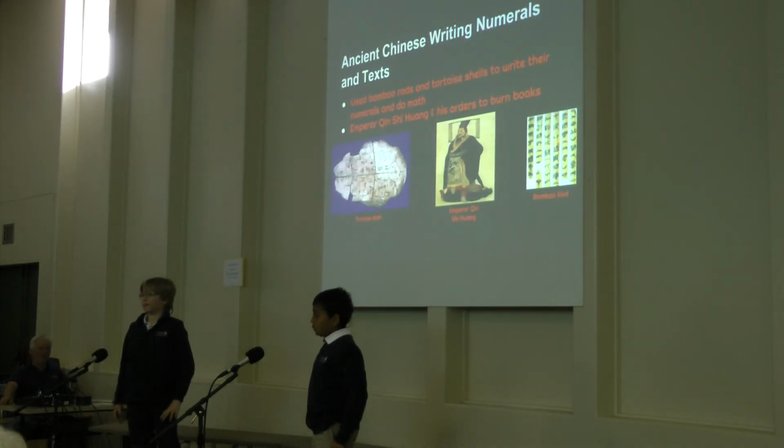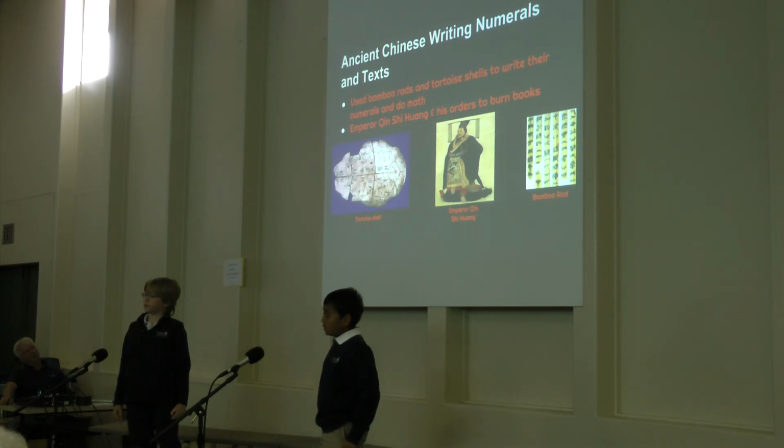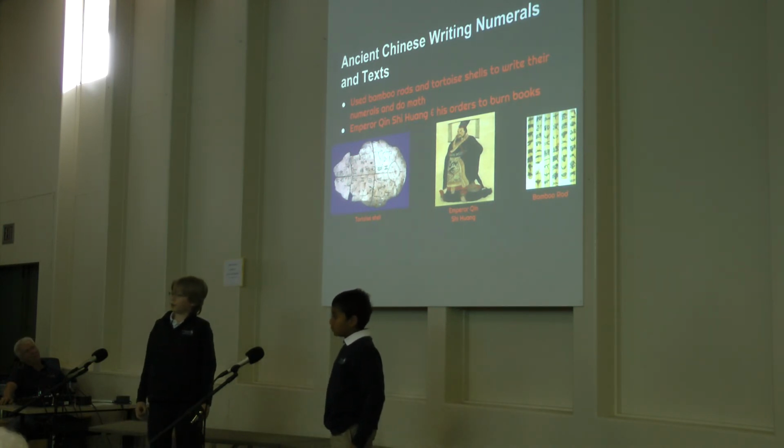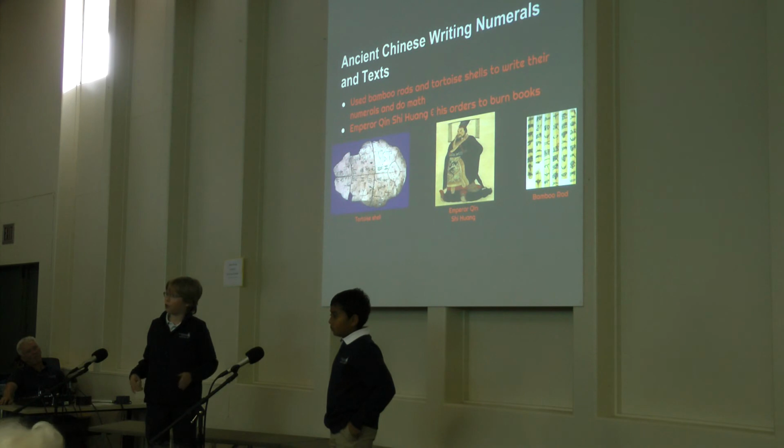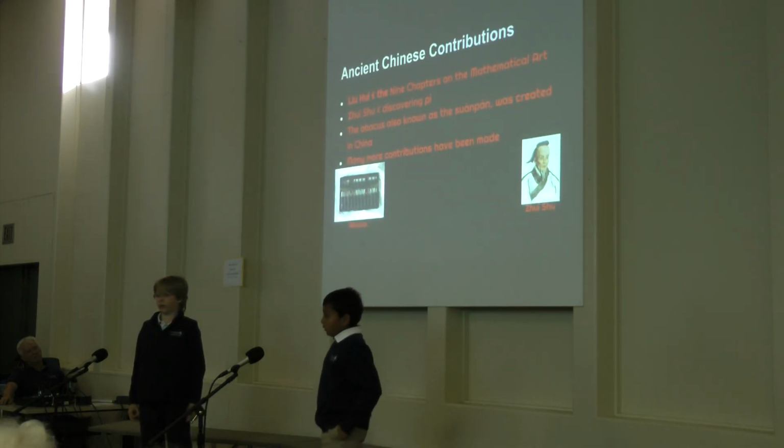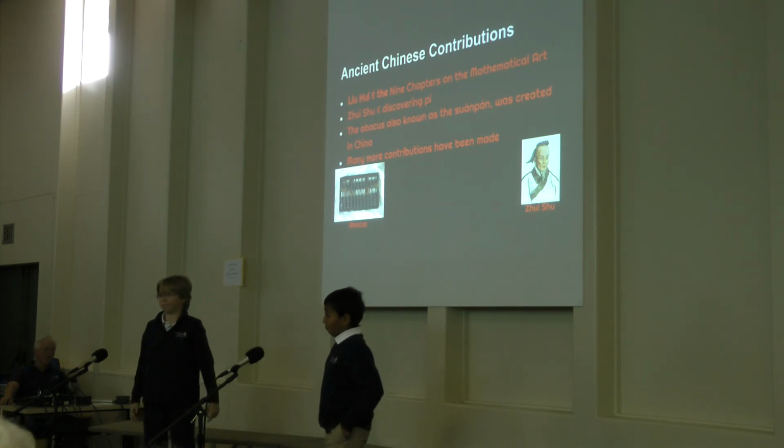The ancient Chinese could write on bamboo rods and tortoise shells to do their math and write numerals. Emperor Qin Shi Huang, who was also the first emperor to unify China, ordered to burn almost all books not relating to his history in an attempt to make it so that people would forget the past emperors. In doing this, he accidentally made it so that we do not know why they made the number system. But we do know their number system. We don't know why they made it.